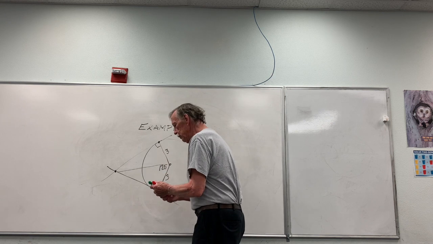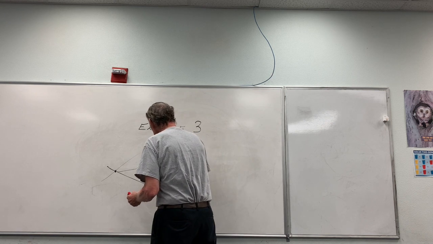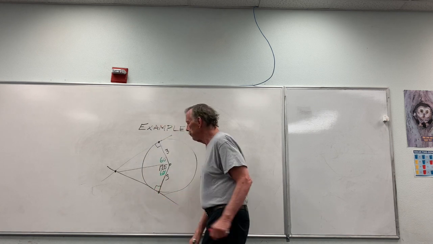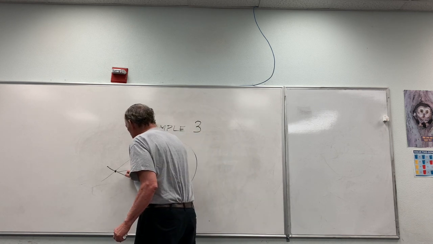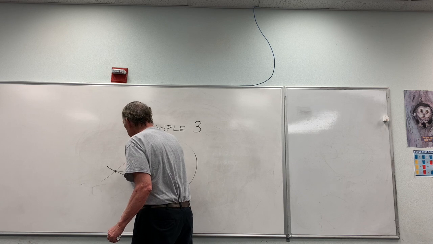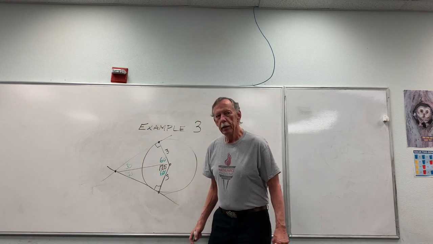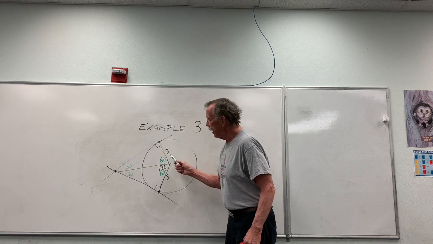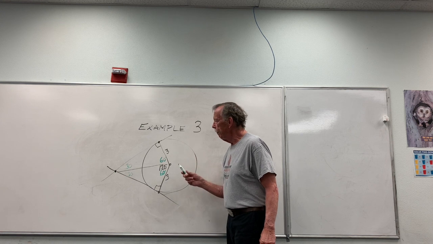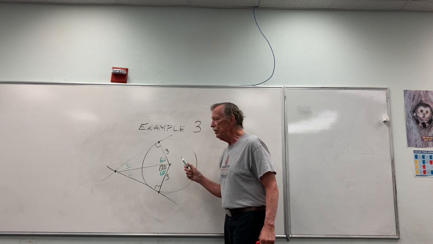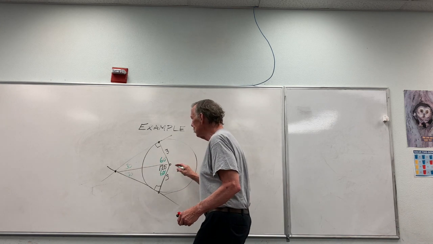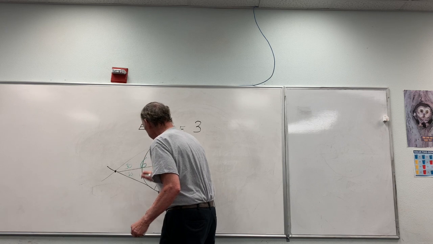Each one of these angles here is going to be half of 120, or 60. That makes these angles here each 30. And again, we have a 30, 60, 90 triangle. And we know the short leg is 3, and this piece is going to be half of the hypotenuse. So we know the hypotenuse is 6.